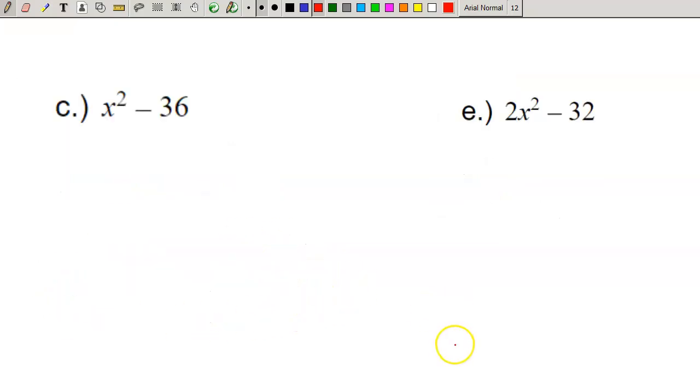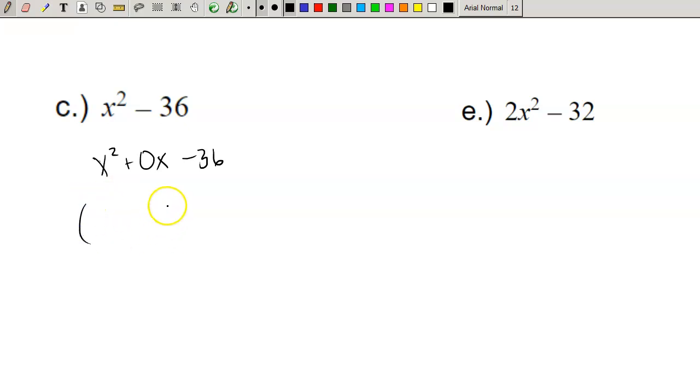Here's some practice problems. You can go ahead and pause this and give these a try to see if you get them right, or just follow along here. So practice problem, this letter C here, x squared minus 36. So same thing, this is almost identical to the one above. You're going to think about this as x squared plus, there is no b value, so plus 0x minus 36, and so that's going to factor.